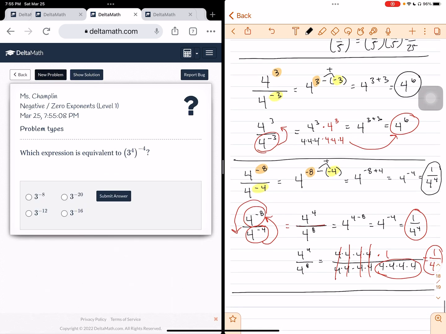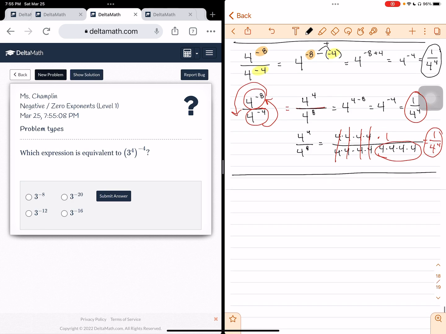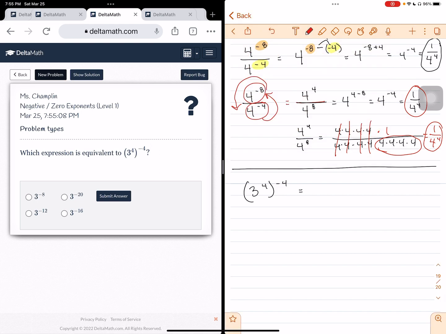Okay, this one's a little bit easier. Really, I think the hardest ones are the quotient ones where you have to subtract negatives and whatnot, right? Those are kind of a pain. So this one is 3 to the 4th in parentheses raised to the negative 4th power. This one you can multiply. It is quotient rule, or I'm sorry, power rule.